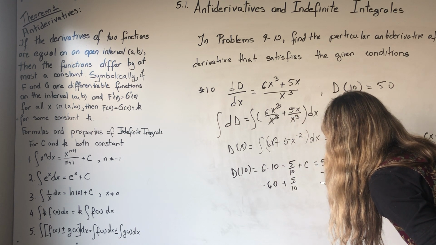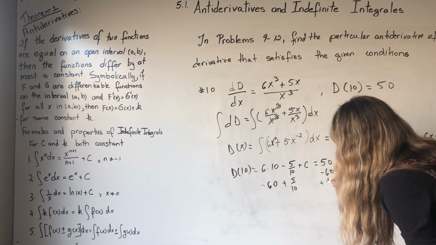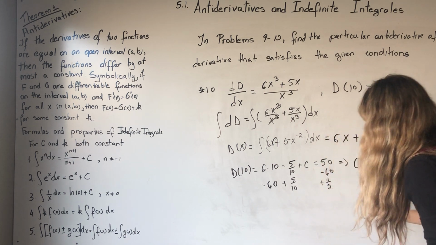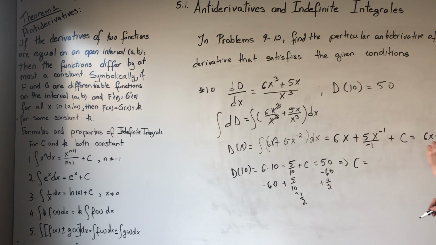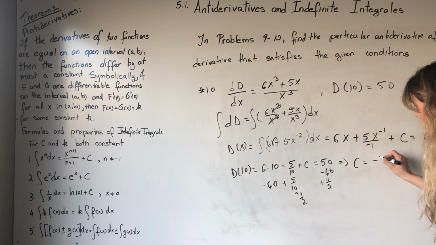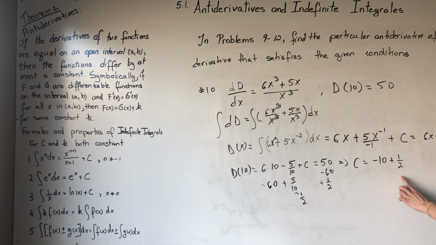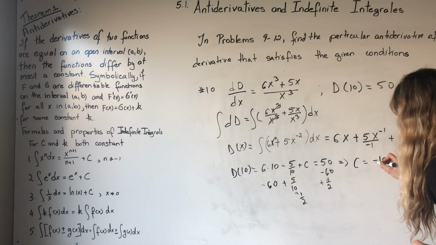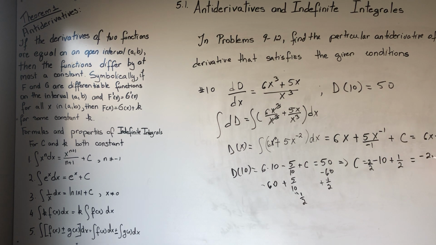Subtract 60 and add 5 over 10, this is 1 over 2, right? Because I can divide it by 5. This is just 1 over 2. So what is my c? 50 minus 60 is minus 10, plus 1 over 2. I do have to have the same denominator so we can add them. So I'm going to multiply this one by 2 over 2. So I will have negative 20 plus 1 over 2, and it's equal to negative 19 over 2.